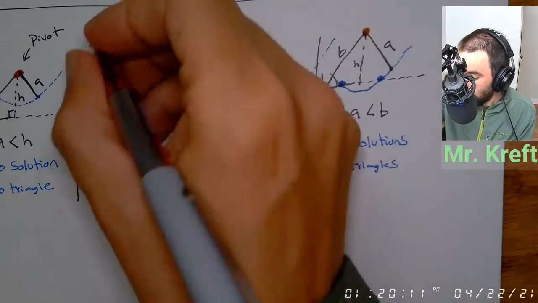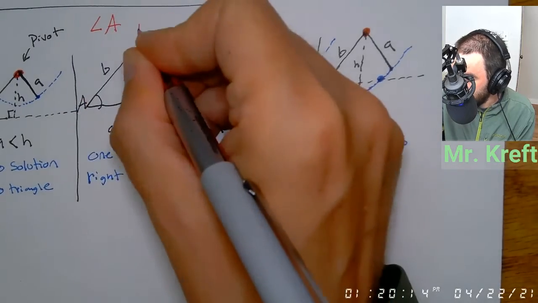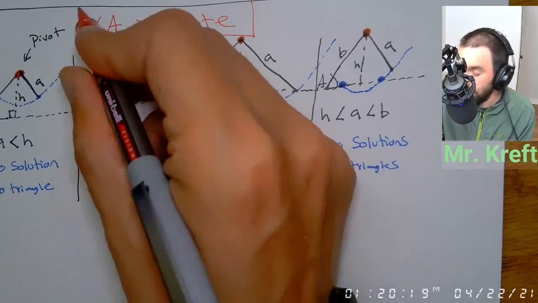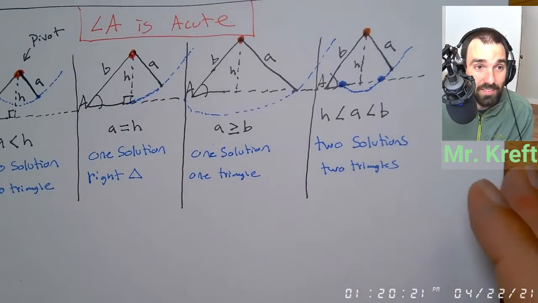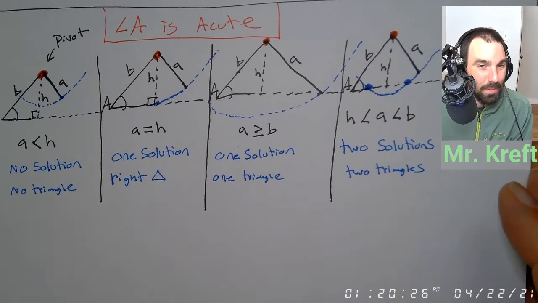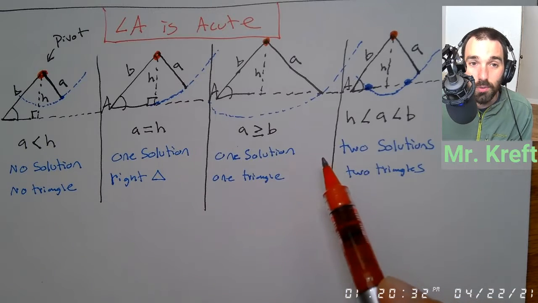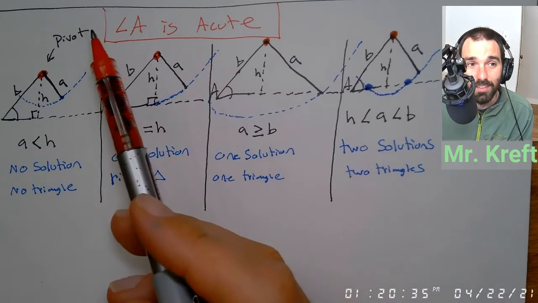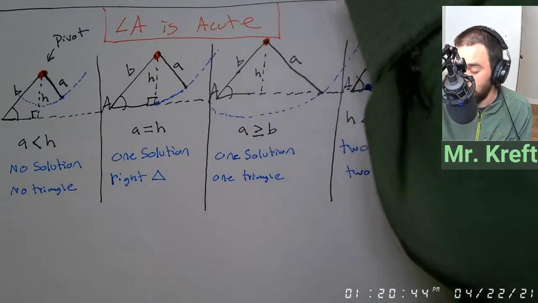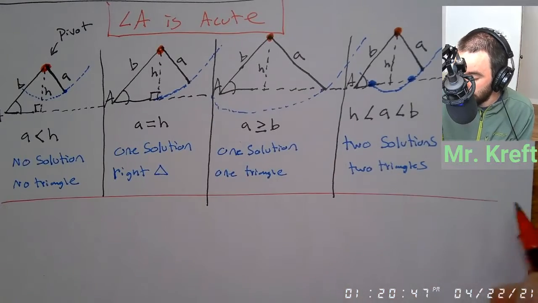Now, all of these are when angle A is acute. We talked about this a little last time. Remember how I said you always want to find the biggest angle first? We always want to find the biggest angle first because there are restrictions with sine. When A is acute, that's not a big deal for us, because it's not necessarily the biggest angle. It still could be the biggest angle, but it's not going to be the biggest issue.